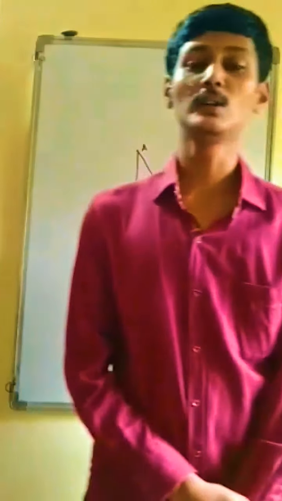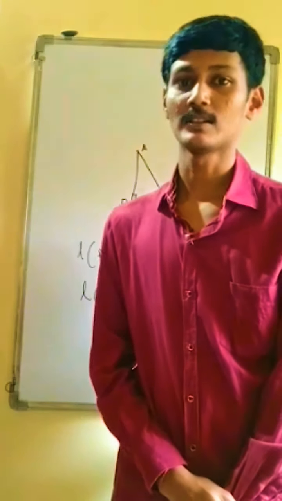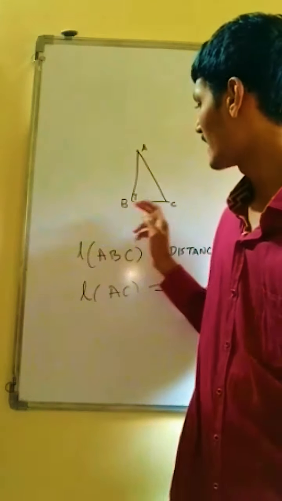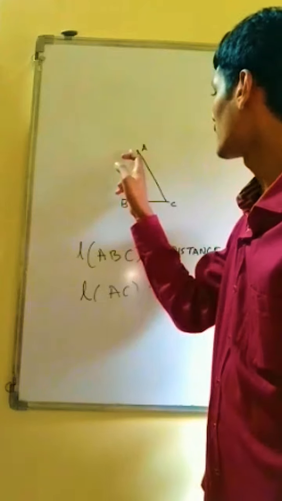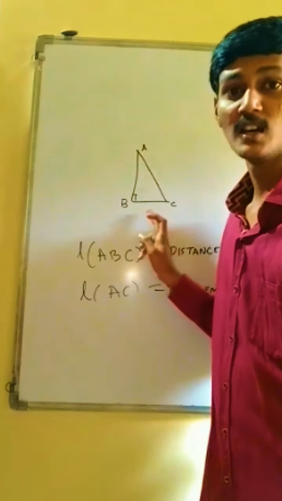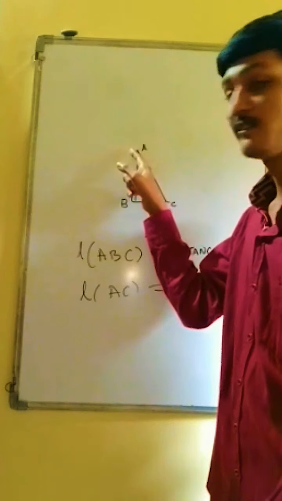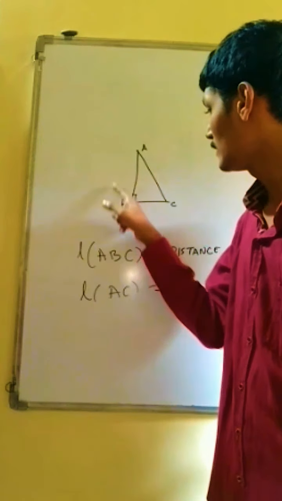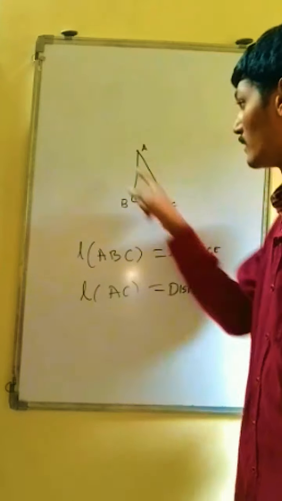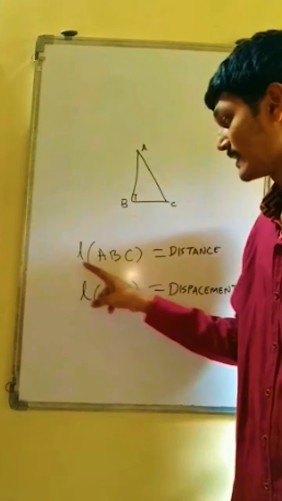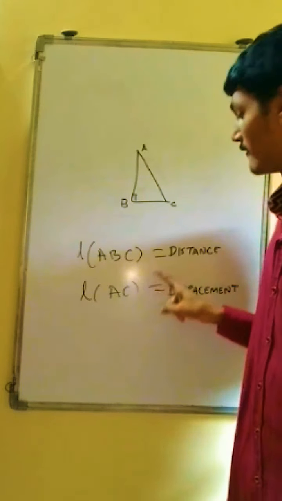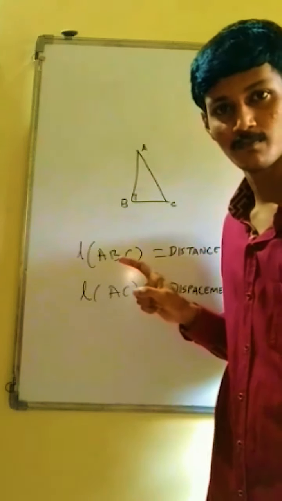Before starting with the main laws, we need to get acquainted with some basic concepts. So first, we need to know what is distance and what is displacement. Here I have made a right angle triangle, triangle ABC. Here angle B is my right angle. If I take a vehicle and travel from A to B and then C, the total distance which I covered, that is length ABC, will be termed as distance.